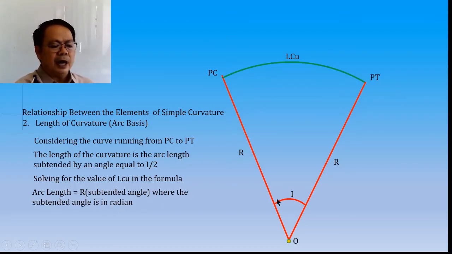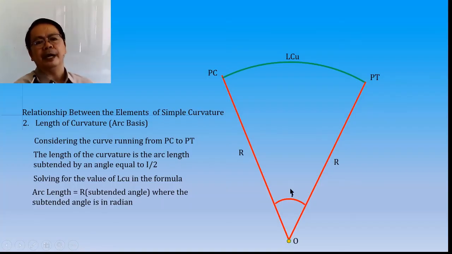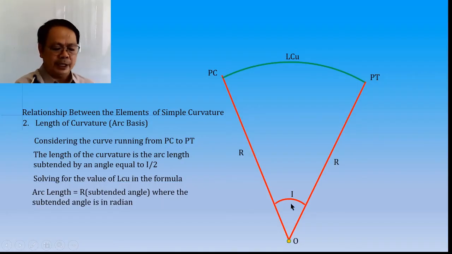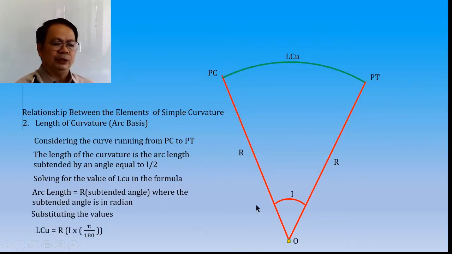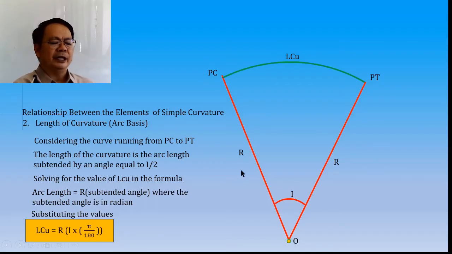So if this I is still in degree, we have to convert that into radian by multiplying it by pi over 180. So that this becomes, substituting that with the value, I will have Lc shall be equal to R times I times pi over 180. And that is the arc length formula for the length of the curvature. So, ibig sabihin, kapag given ang iyong R, given ang I, you can already solve for this by simply multiplying R I times pi over 180.